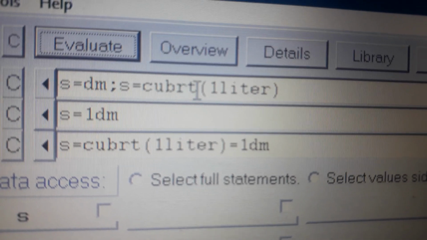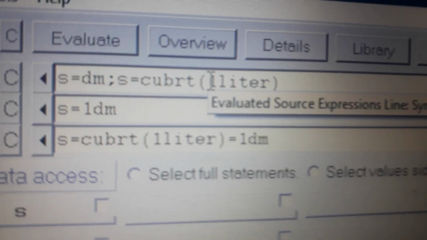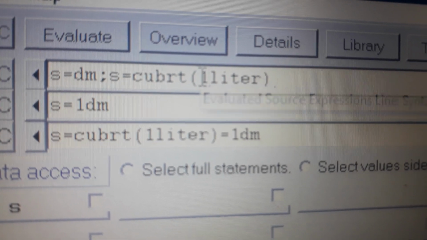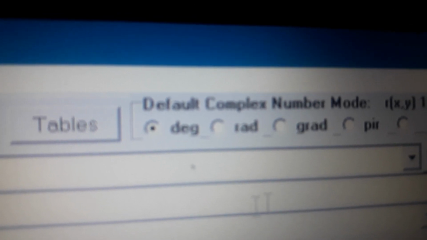Now let's spice it up a bit. We put a minus in there. What is the cube root of minus 1 liter? Now we are in degrees mode. You see there, the default complex number mode is degrees. And I'm going to hit evaluate, or I can hit enter. The focus is a bit of an issue.